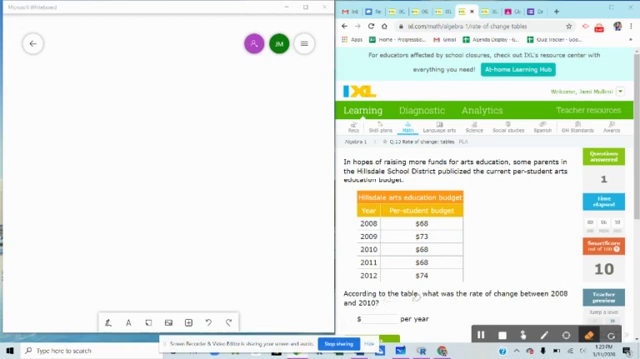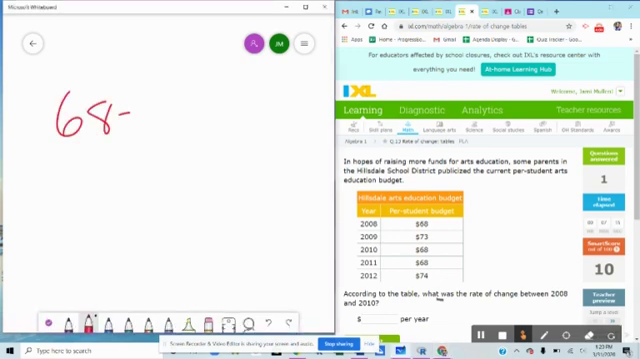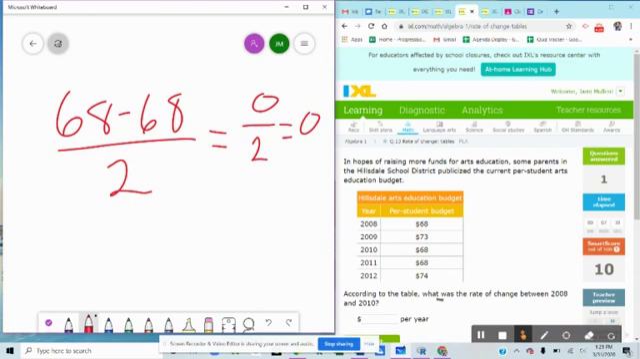So we want to use our table and figure out the rate of change between 2008 and 2010. So we look at the larger year first, and we see that there's 68. So we're going to do 68 minus, and then our other year was 2008, which has 68. And then how many years are there between 2008 and 2010? Well, 2009, 2010, just 2 years. And then you're just going to reduce and do your division, all of that. So 68 minus 68 is 0, divided by 2 is 0.